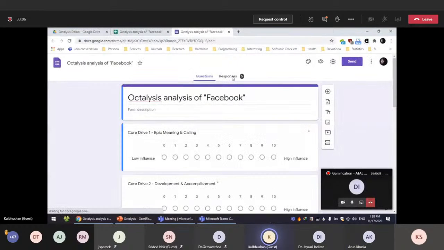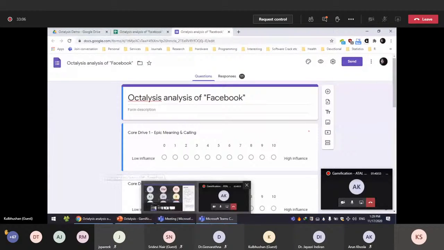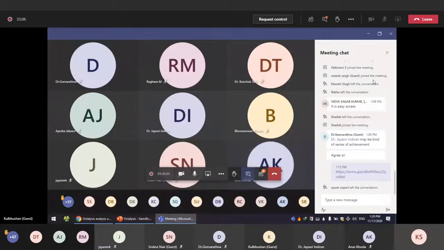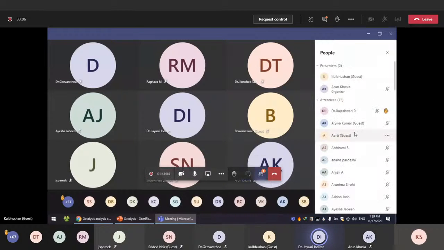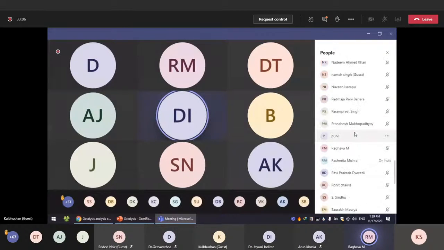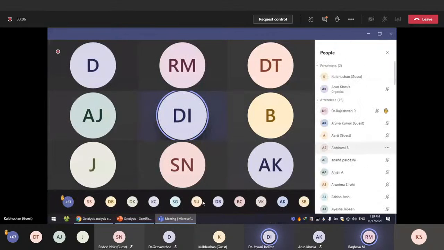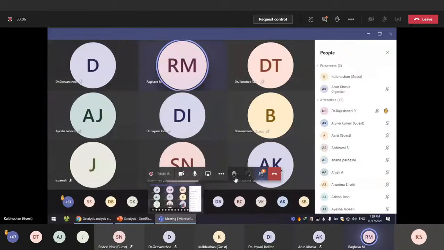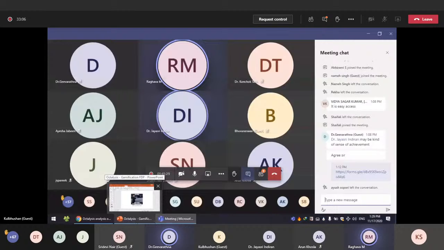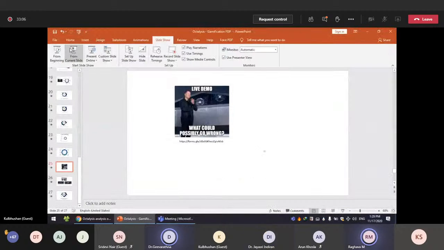Sir, is my window visible? Yes, this Google form is visible. Okay, thank you, sir. So where is this form posted, sir? It's there on the WhatsApp group, sir. Yeah, I am on the WhatsApp group, but is it there? No. Yeah, it has come from one madam. Just check, sir. It is posted as Octalysis analysis of Facebook. The last message. You can just refresh the messages.